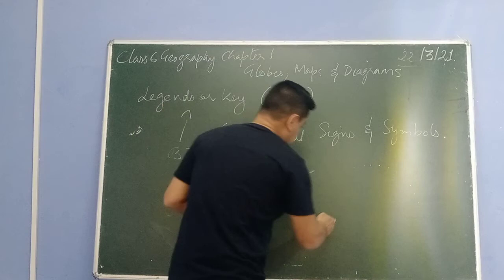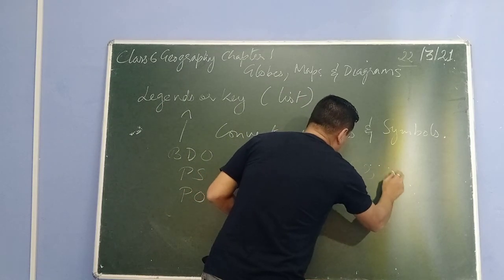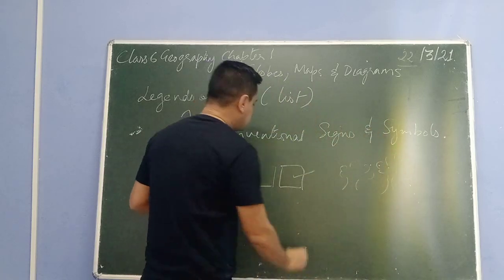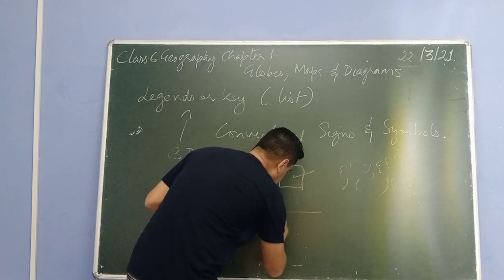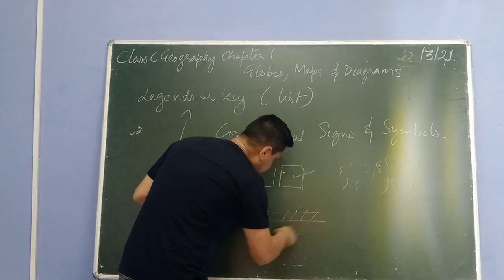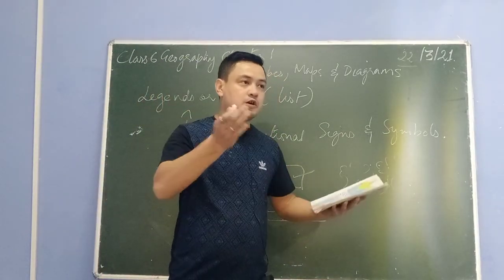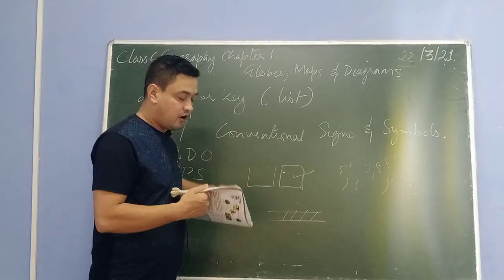Now, what are natural features? Trees are made like this way, which are colored with the green color. And houses are basically made in these boxes. And if you find a road, like this kind of road is also made. And if I put this kind of line, this is a railway track. These are basically represented on the map with the help of conventional signs and symbols, which are shown in the legend of a map.